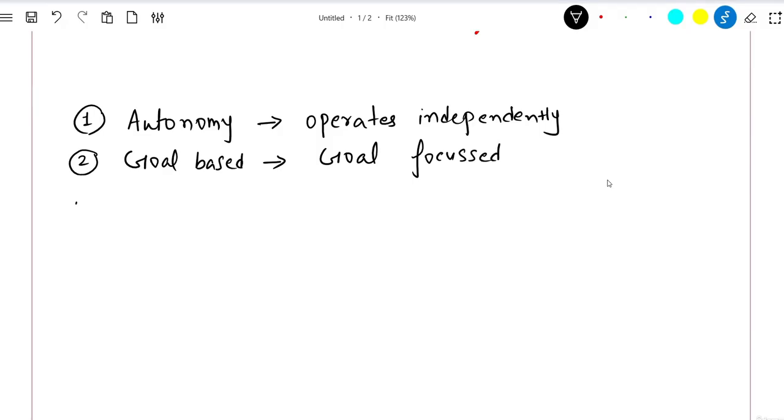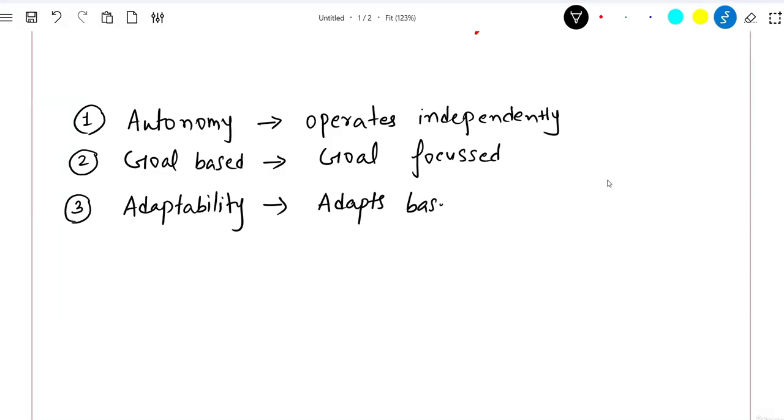The third characteristic of agentic AI is adaptability. What happens here is, based on the environment, how the performance has been, and how the system is moving to achieve the goal, agentic AI adapts based on the environment and keeps improving. So the learning also happens in this process.